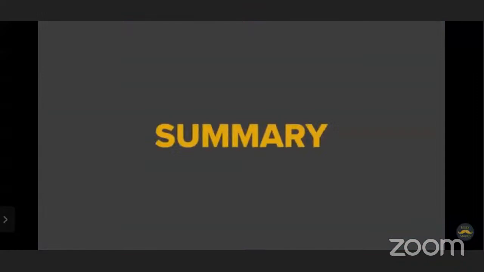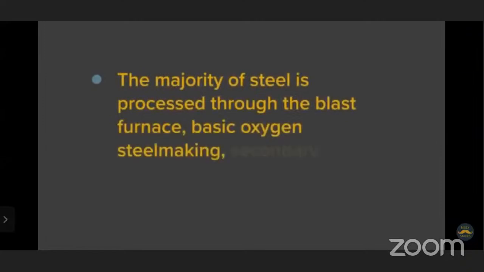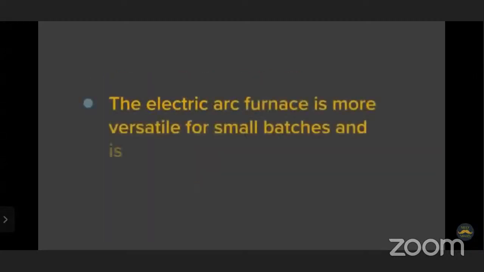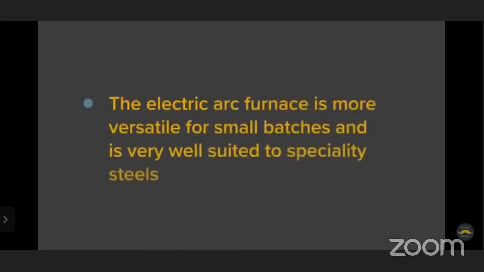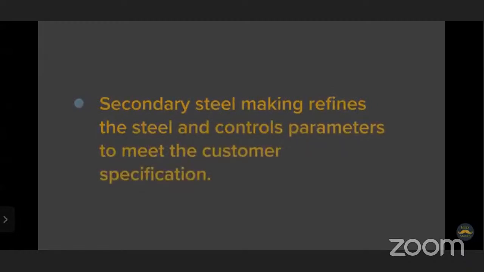So in summary, the majority of steel is processed through the blast furnace, basic oxygen steel making, secondary steel making, and continuous cast process. The electric arc furnace is more versatile for small batches and is very well suited to specialty steels like stainless steels. Secondary steel making refines the steel and controls parameters to meet the customer specification.